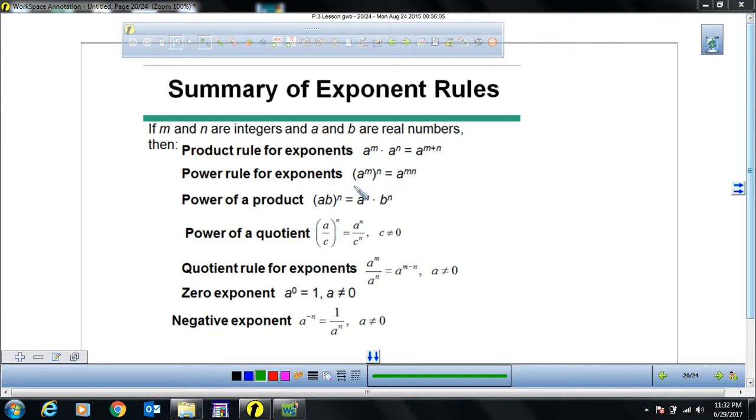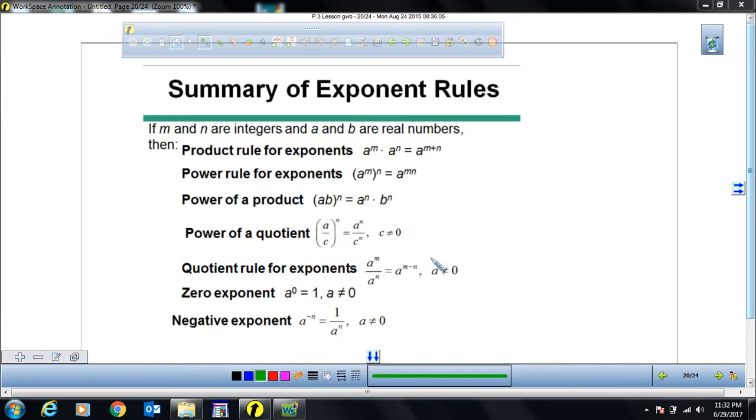Next, power of a product and power of a quotient are combinations of the power rule with the product and quotient rules. If you have a product, which is a multiplication of several bases, raised to a power, then you distribute the power to every factor of that product. The power of a quotient states that if I have a quotient of several bases raised to a power, you do the same thing and distribute the power to every base inside of that quotient.